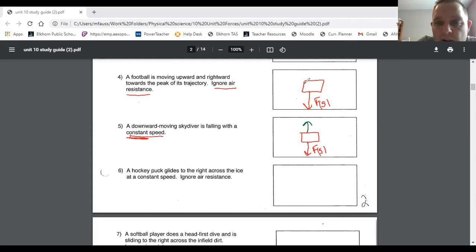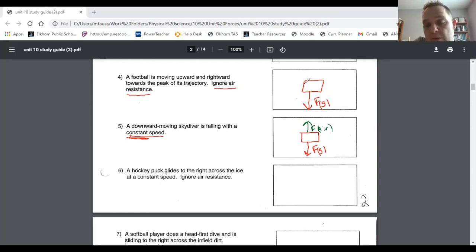Now the arrows should be just about the same. And why is this one constant speed different than the other ones? Notice that the one above, we talked about ignoring air resistance. Well, here we cannot ignore air resistance. So this would be the friction of air resistance. So this skydiver is falling at the same speed, he's not accelerating. Those arrows should be the same.